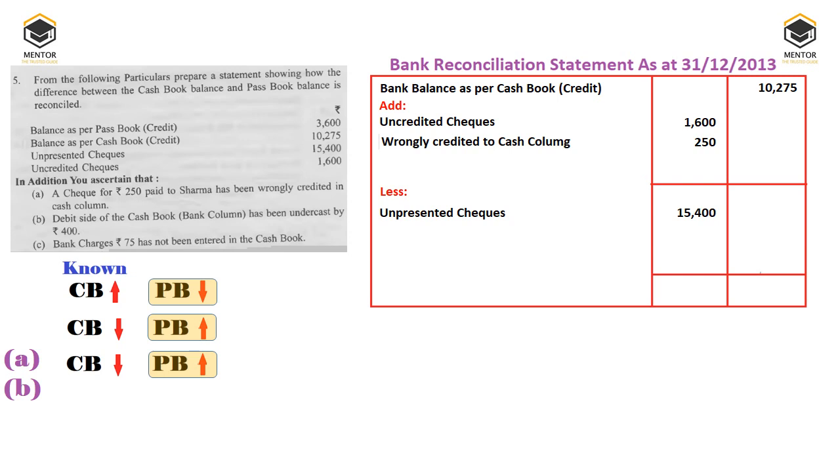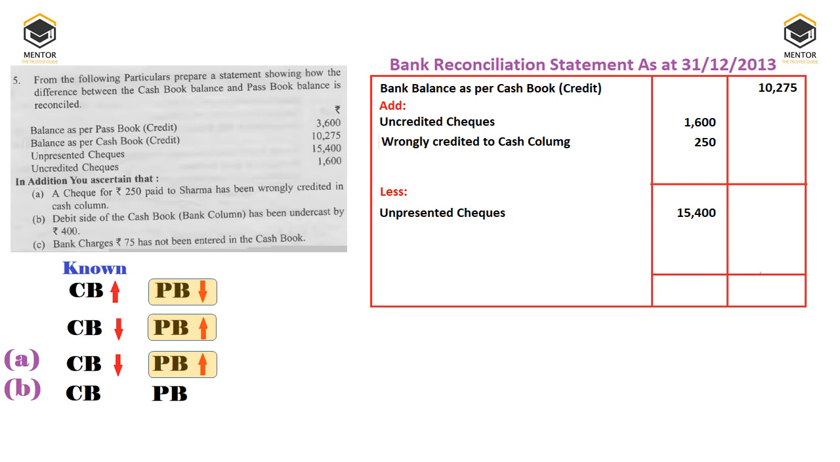Next, B. Debit side of the cash book undercast by 400. When the debit side of the cash book is undercast, in the sense it is the deposit side, the debit side. Overcast and undercast, in the sense, while calculations are made, you miss some item. If you miss some item, it is undercast. If you take some items double or twice, then it will be overcast. In the sense, while making the calculations, you make a mistake by taking less or by taking more.